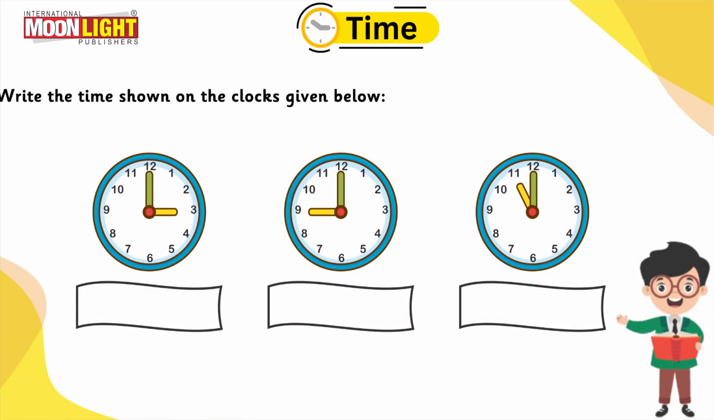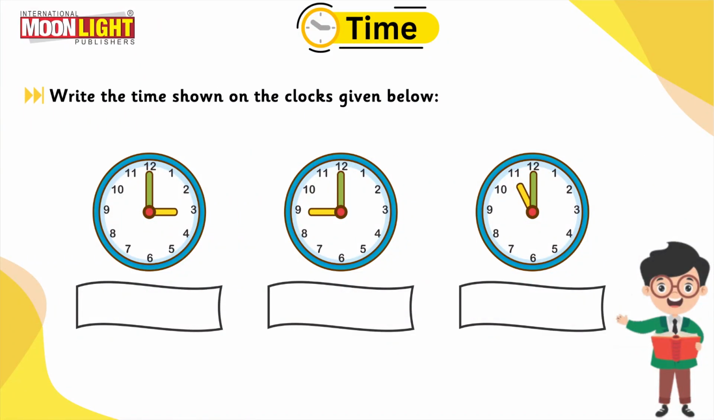So right now we are going to do one example for you. Here, for the time shown on the clock given below, you are going to write down the time. On this clock you can check out the time. The short hand is at 3 and the long hand is at 12. So this means that the time is, check the short hand, 3 o'clock. Now remember this word o'clock, because when we have the exact time, we write o'clock.